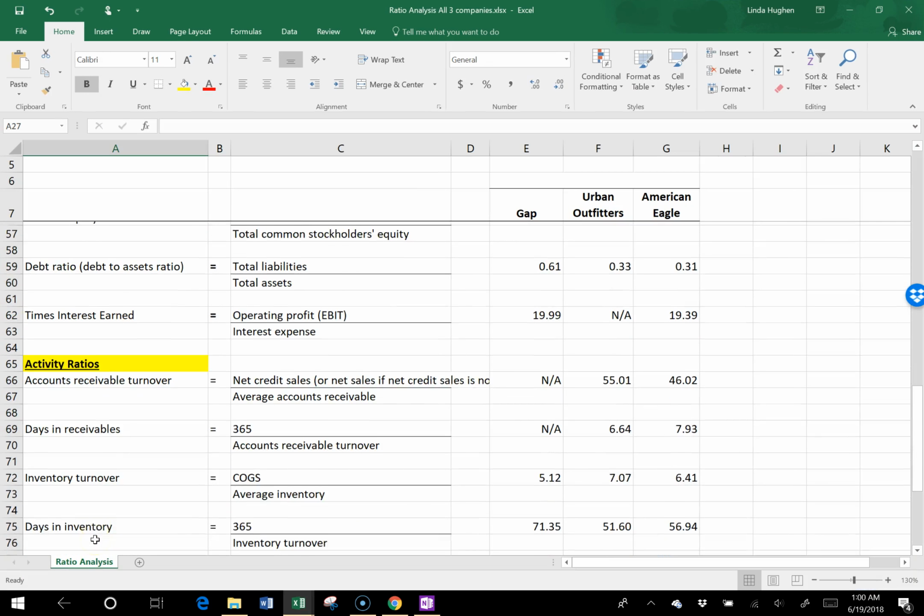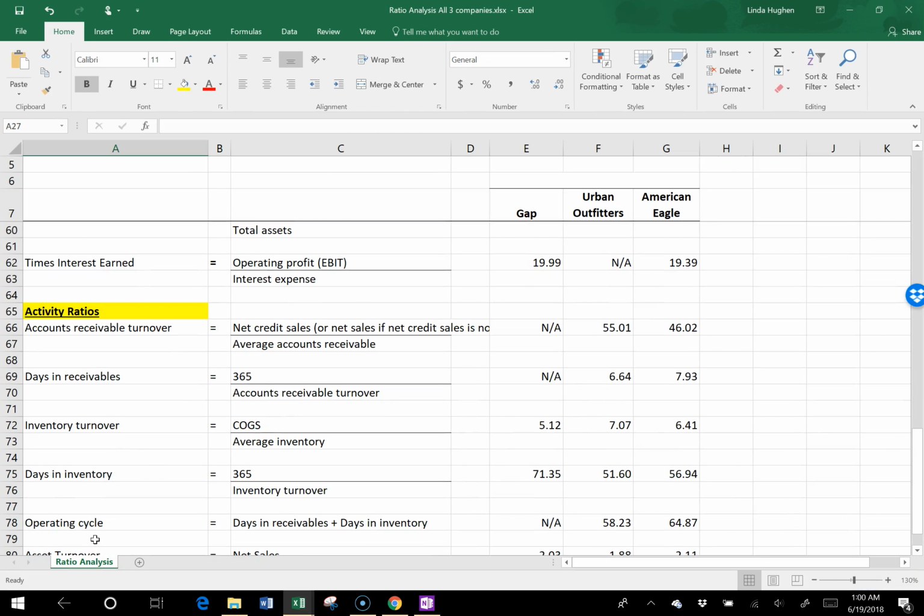And here we can go to this ratio analysis of all three companies and compare the turnover. Remember we said the higher the turnover the better, and the lower the days in inventory the better. So we can see that Urban Outfitters is the winner here.